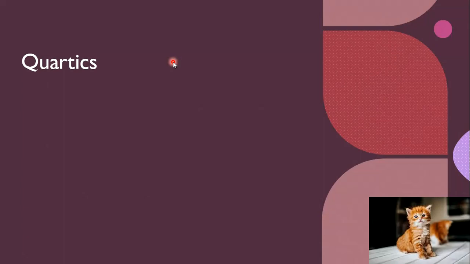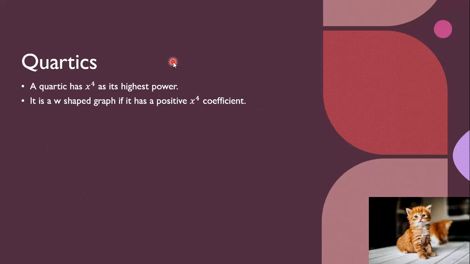Quartics. So this is a type of graph we've not covered yet at all. Okay, a quartic has x to the 4 as its highest power. So quadratic, 2 is the highest power. Cubic, 3 is the highest power. Quartic, 4 is the highest power.